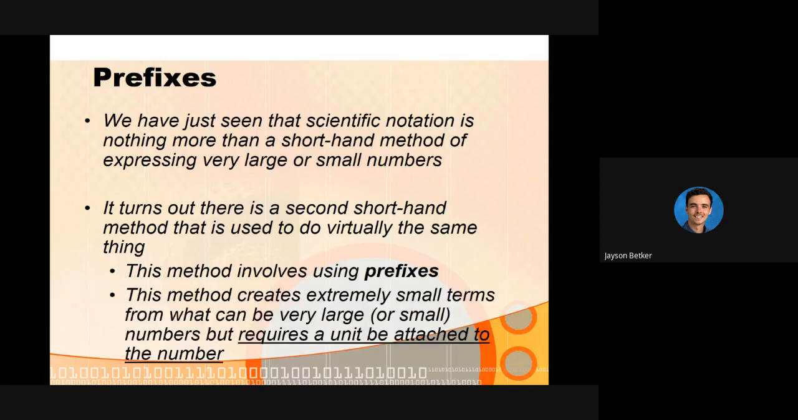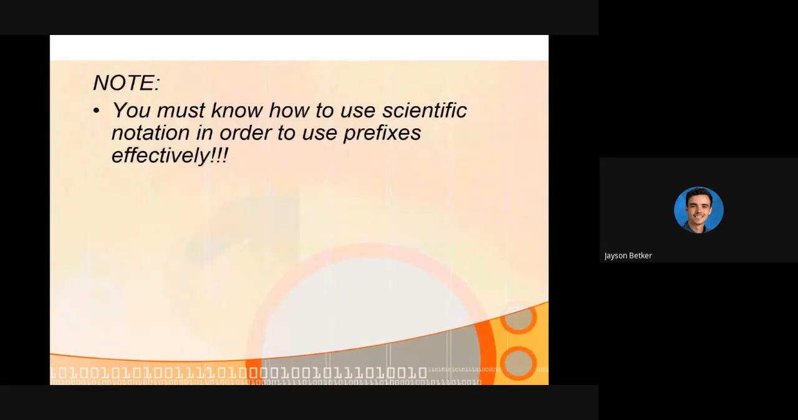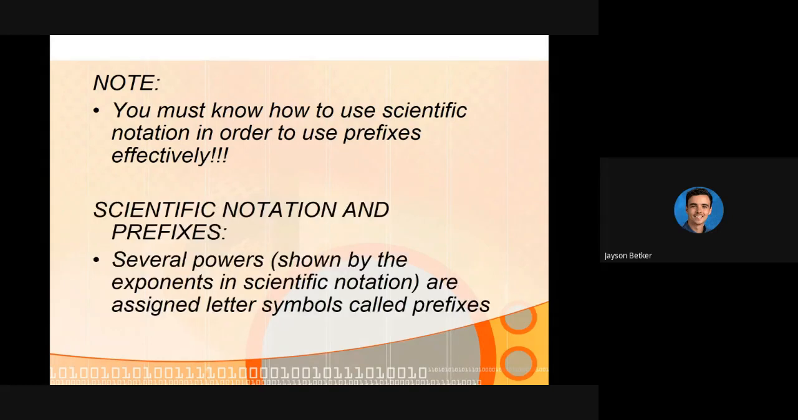So this method basically takes a really small term or a really big term and puts it into numbers that can have a prefix unit attached to them and have them be very regular size numbers. In order to do this, you have to know how to use scientific notation properly. So make sure that you understand what was going on in the last note, because when you do the activity, there's going to be some scientific notation involved.